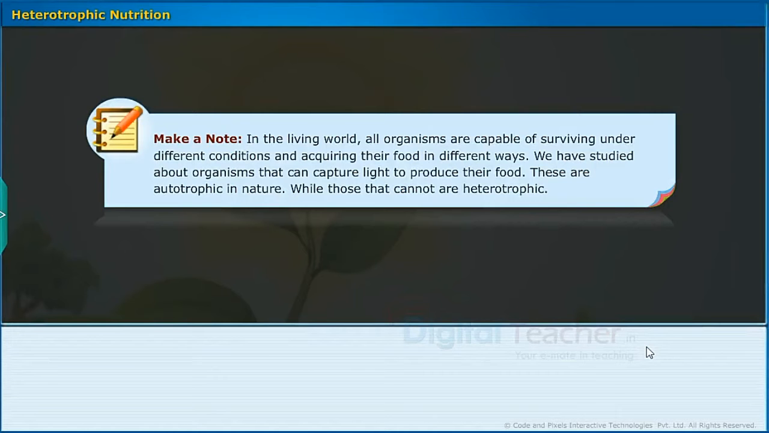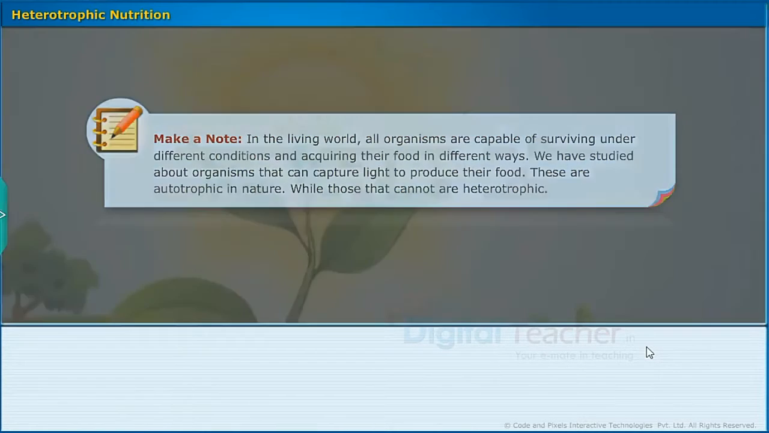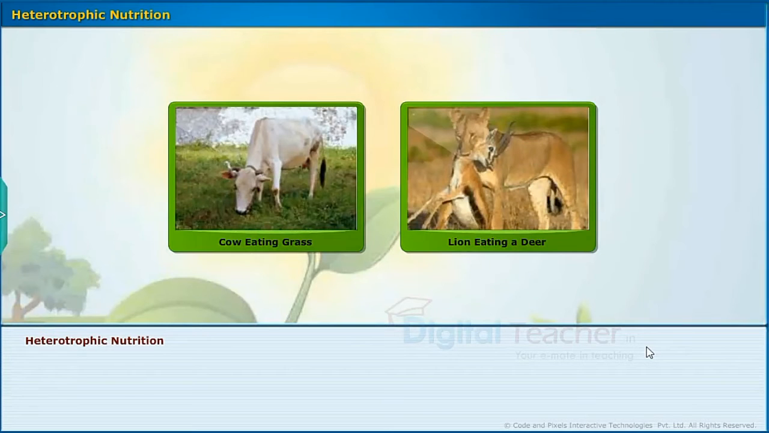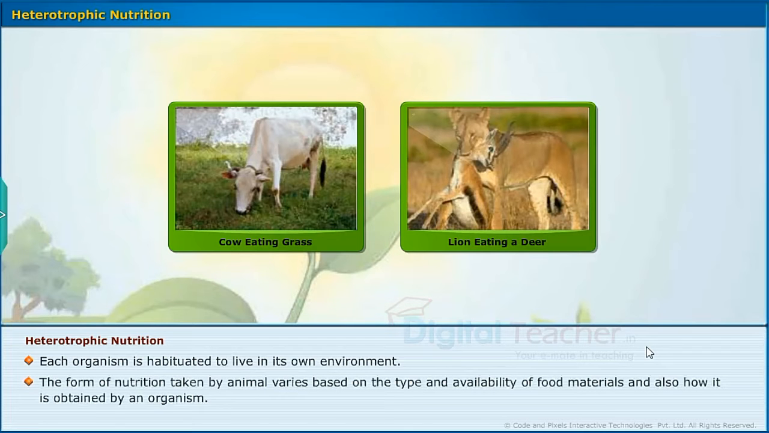After learning about nutrition in plants, let us learn about the same in animals. It is called heterotrophic nutrition. Each organism is habituated to live in its own environment. The form of nutrition taken by the animal varies based on the type and availability of food materials and also how it is obtained by the organism.